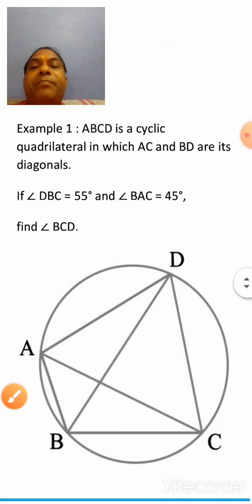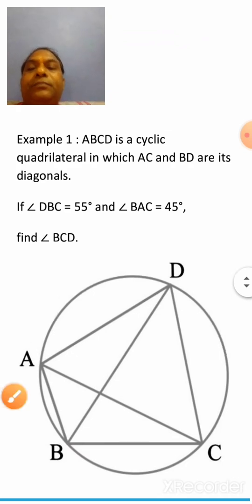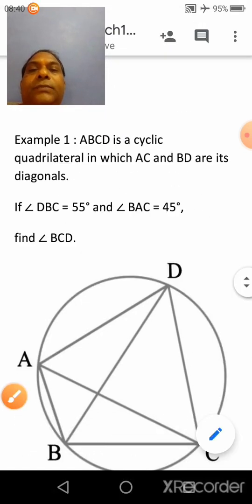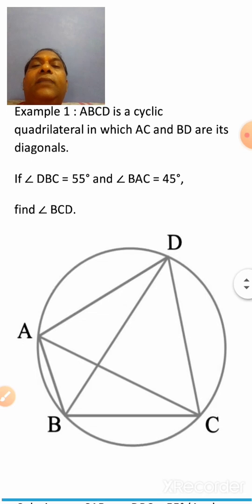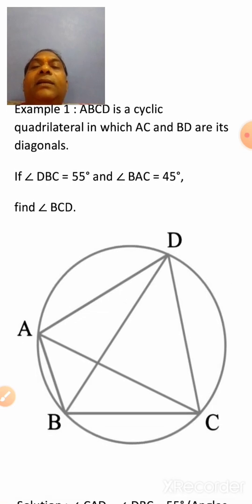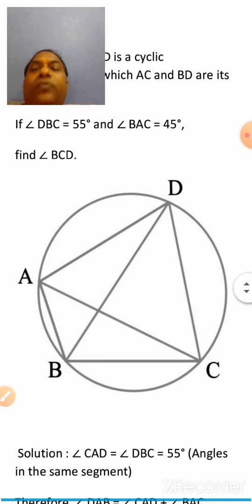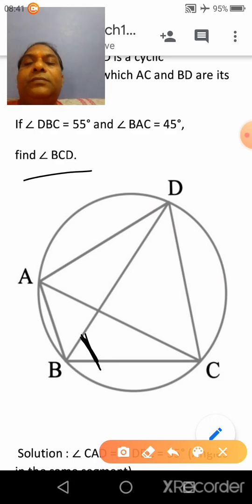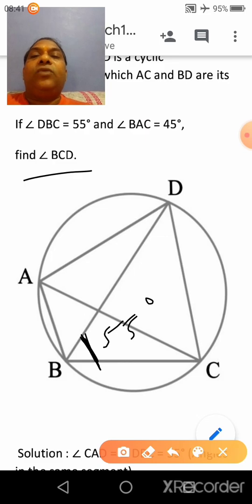Now see the example. Here ABCD is a cyclic quadrilateral in which AC and BD are its diagonals. If angle DBC is equal to 55 degrees and angle BAC is equal to 45 degrees, then find angle BCD. So see here, angle DBC is equal to 55 degrees. Angle DBC means this one. This angle is 55 degrees and angle BAC is equal to 45 degrees.